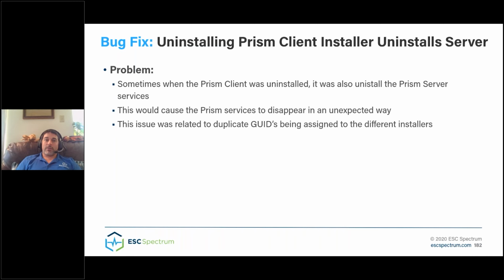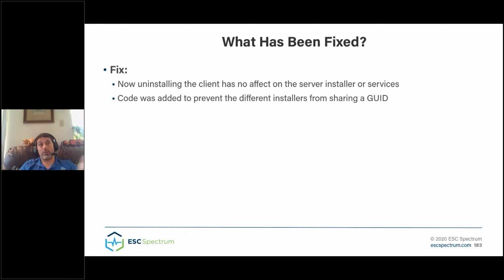The first one, uninstalling Prism client would uninstall Prism server. This is a weird little one where during some of the installation processes, the Windows GUID, which is the ID number that Windows uses to track applications, there ended up being a duplication for some reason. Because of that duplication, when you went to uninstall one, it would also uninstall another which shared that GUID. So we dug into that, fixed it, shouldn't be an issue anymore.